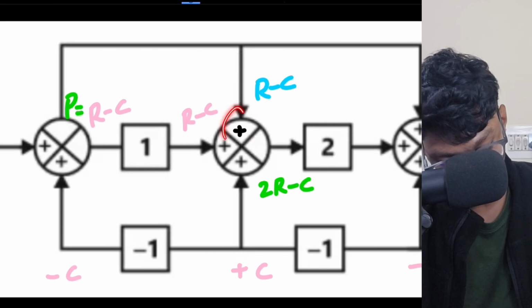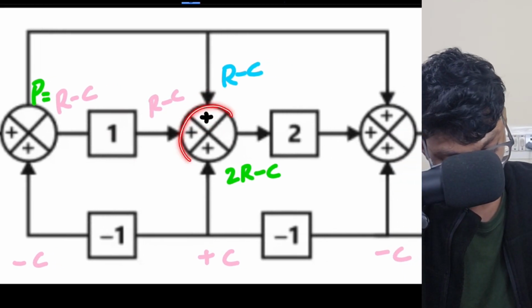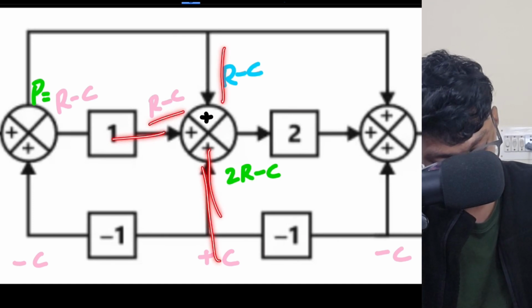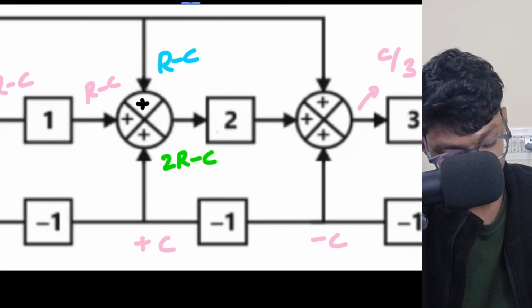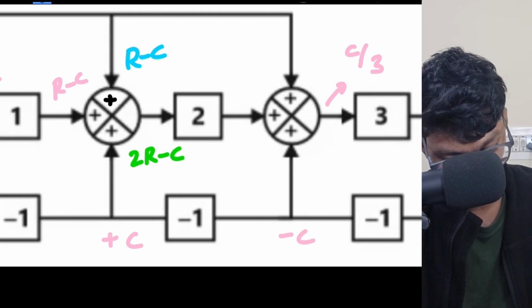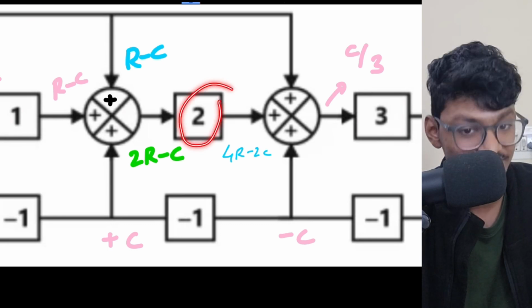So this should get added here, and ultimately what will be the output of this? Three things are getting added: R minus C, again R minus C, plus C. So overall the output of this adder will be 2R minus C. Then I'm multiplying 2 with it, so this will become 4R minus 2C. This is the output of this gain 2 block.